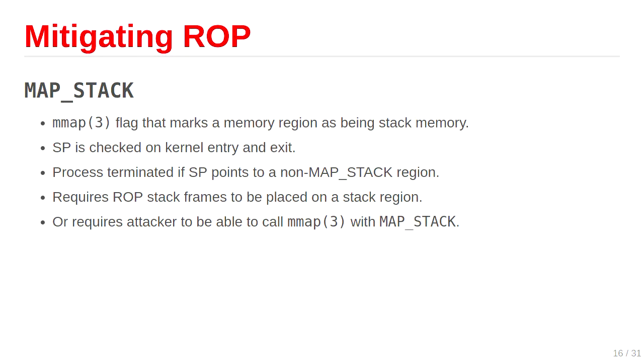So how can we mitigate ROP? One approach that's used in OpenBSD is a thing called Mapstack, and this is basically a memmap flag which marks a memory region as being stack memory. Whenever we enter into or exit from the kernel, we check the stack pointer and make sure that it actually lies within one of these regions marked as stack memory. So if you provide it with a ROP chain which was placed into memory in a location which happened to not be stack, then we will simply terminate the program and have a nice day.